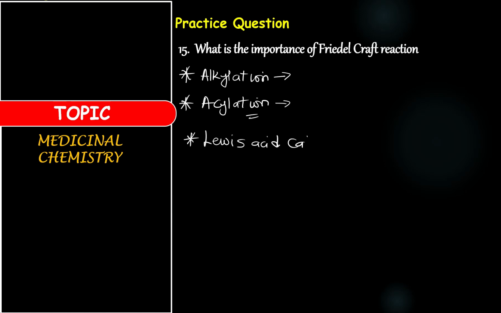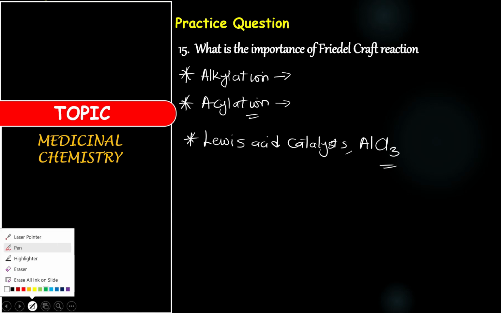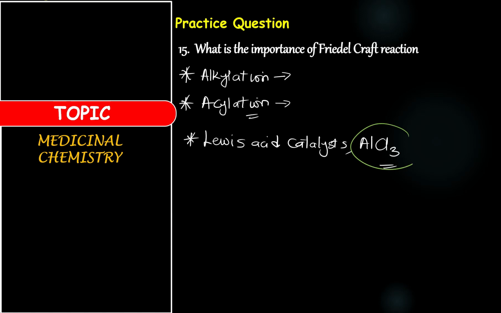Lewis acid catalyst, which are aluminium trichloride, etc. Especially this aluminium trichloride is the most important catalyst that is used in Friedel-Crafts reaction.